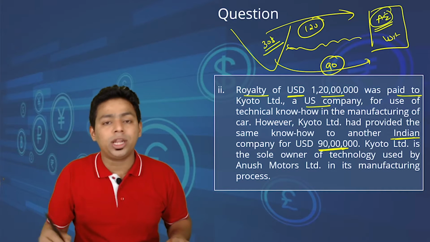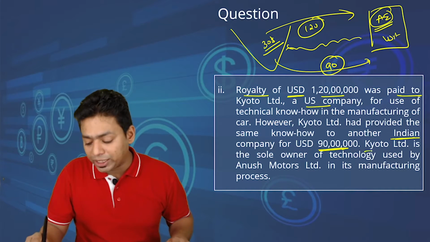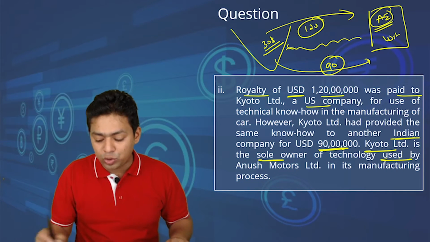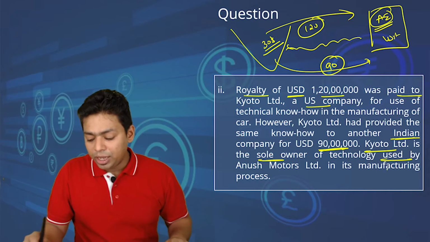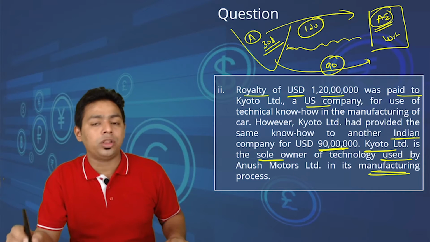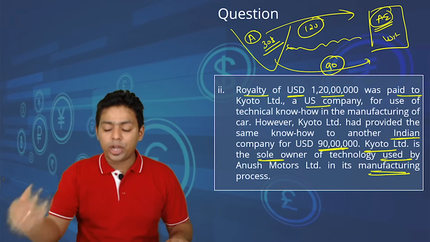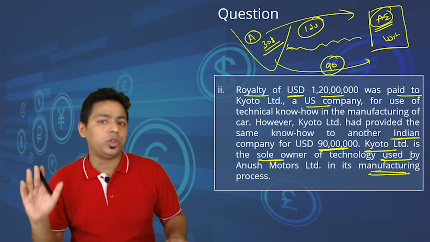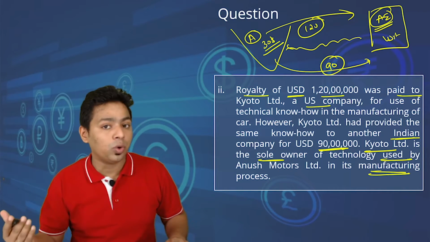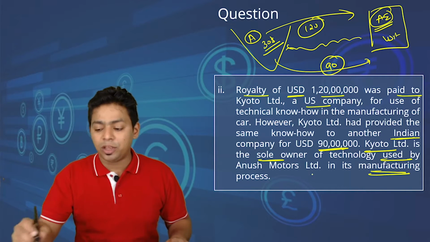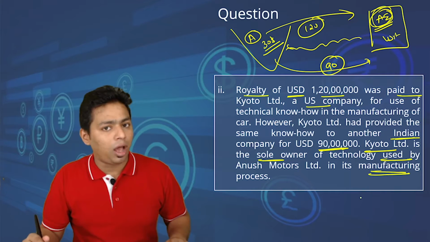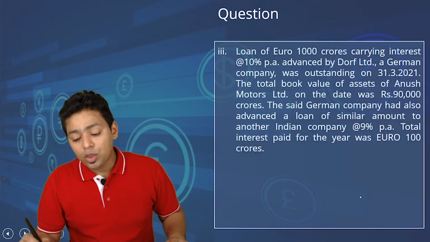Sir, how do you come to know that this company is an associate enterprise? Look at the next data. Kyoto Limited is the sole owner of the technology used by Anush Motors Limited in its manufacturing process. So Anush is 100% dependent on the technology. Without Kyoto Limited's technology, they cannot produce the cars. So whenever technological dependency is shown, they become associate enterprises, because obviously this foreign entity Kyoto Limited can influence Anush Limited.